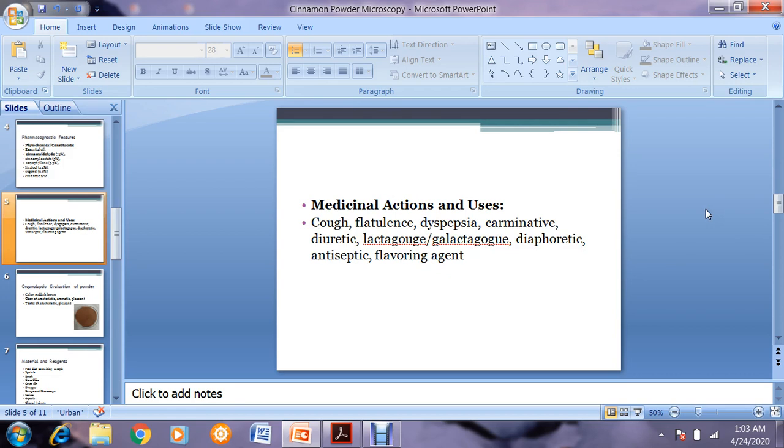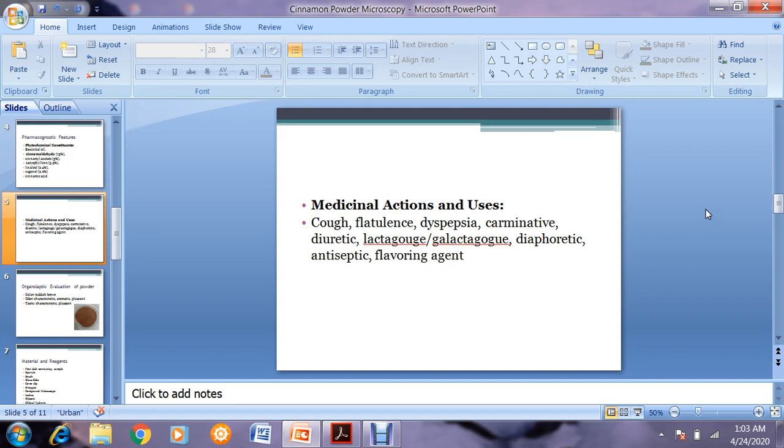Now the medicinal action and uses of the cinnamon bark. It is widely used against cough, flatulence, dyspepsia. Dyspepsia is a condition in which irregularity in the pepsin concentration takes place, leading to different digestion problems. Then it is also used as a carminative. Carminatives are those agents which are used to expel gases from the stomach and the intestine. Then diuretic means those drugs which increase the urine flow.